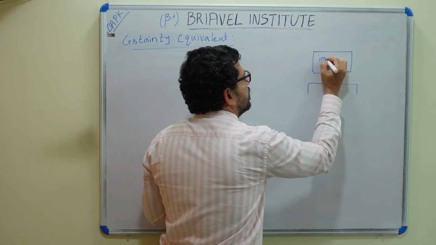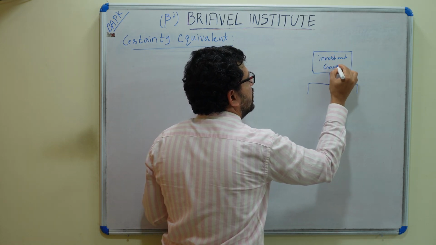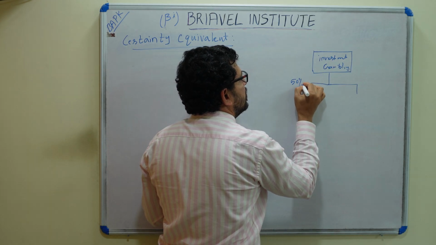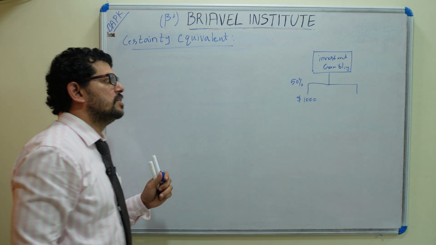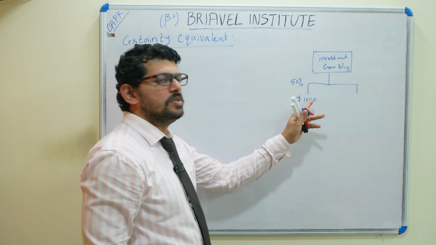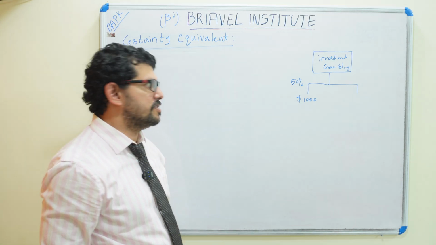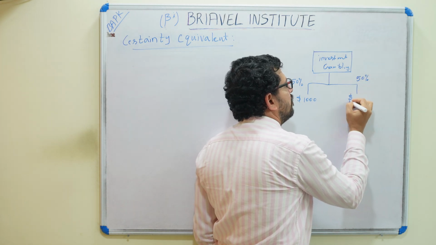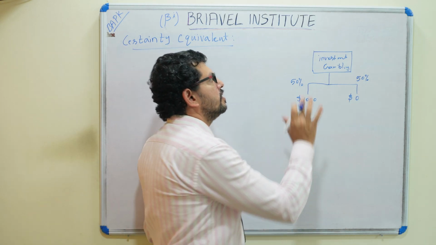So we have an investment, or we can call it a gambling investment. There is a 50% chance of winning this gamble. If I win the gamble, I will get $1,000. What is my probability of winning? It is a 50% chance. Here also, 50% chance. If I lose my gamble, then what will I get? I will get $0.